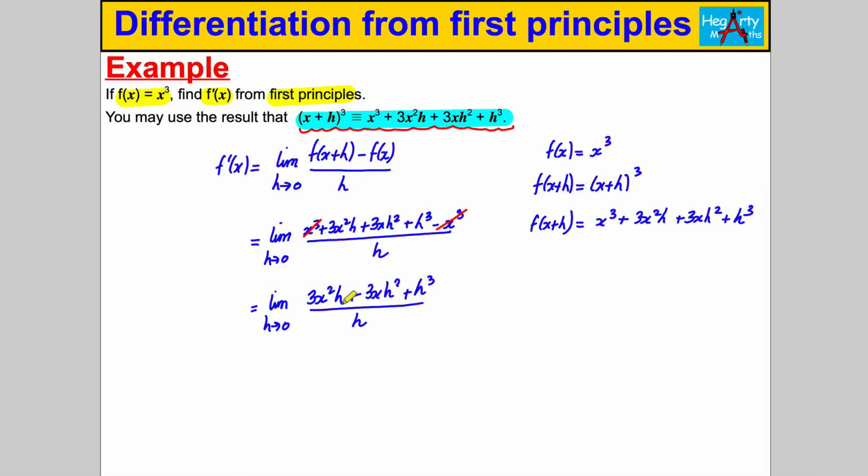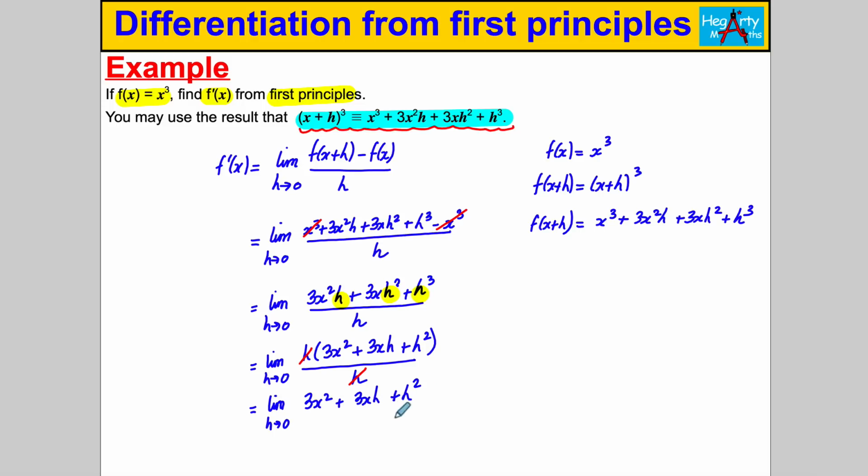Hopefully you can spot there's a common factor of h floating around on the numerator, so let's factor that out. This is the limit as h tends to 0. Factor that h out and we get 3x squared plus 3xh plus h squared, all divided by h. And we've got a common factor of h on the numerator and denominator, which cancel or simplify to 1, and we get, therefore, the limit as h tends to 0 of 3x squared plus 3xh plus h squared.